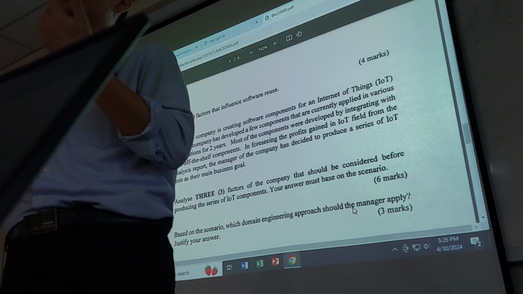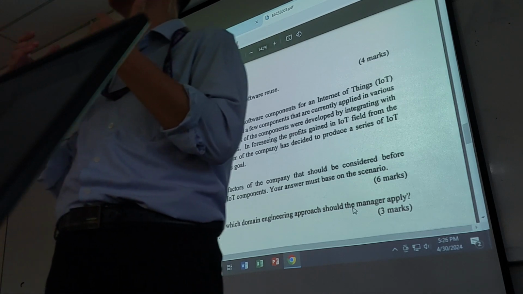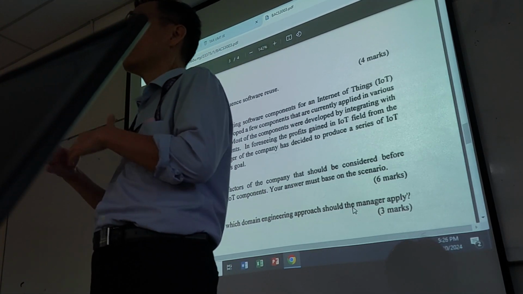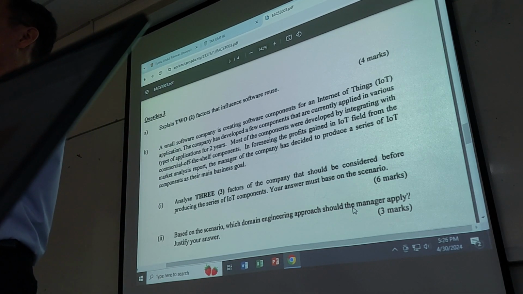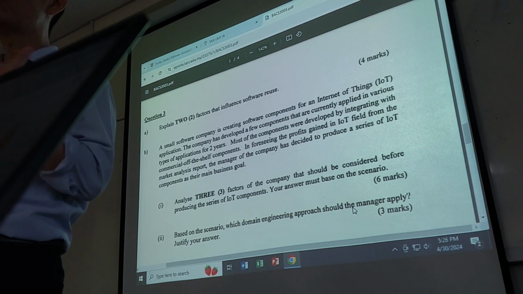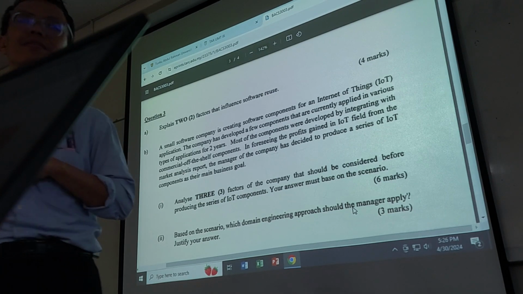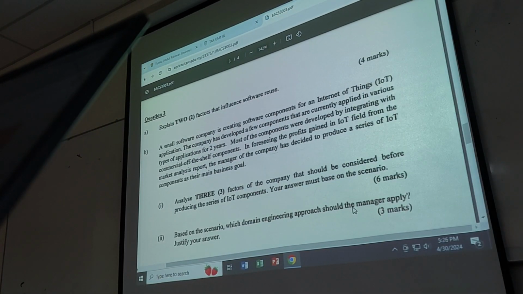Should be extractive, okay, because they have certain experience already. They've also produced certain reuse components. Now they are moving forward to the product line, so should be the extractive. Understand? Okay? Not domain engineering approach, please change to reuse model, okay?